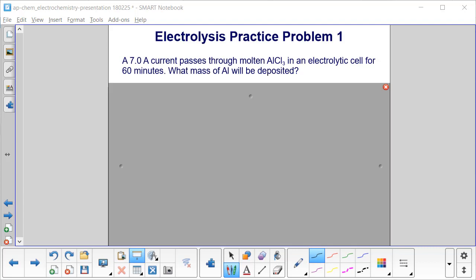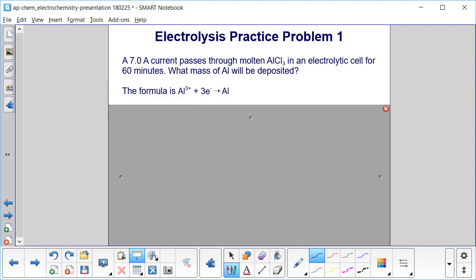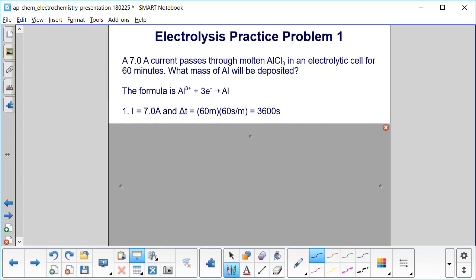So let's walk through an electrolysis practice problem. A 7 amp current passes through molten aluminum chloride in an electrolytic cell for 60 minutes. What mass of aluminum will be deposited? So we start here with the formula for what's happening, where we're depositing the aluminum. So that's our solid aluminum. The current is 7 amps. The time, 60 minutes, is 3,600 seconds.